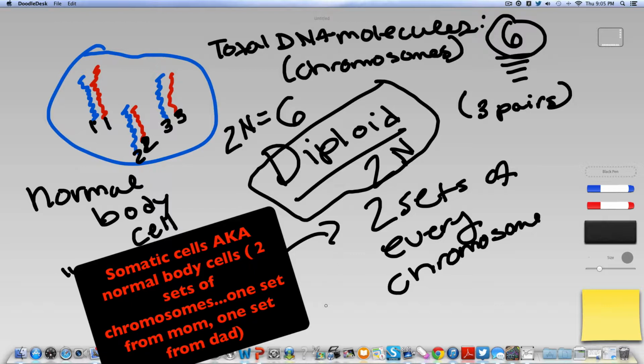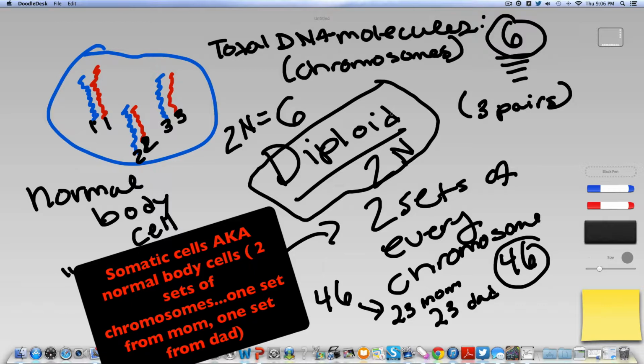If we think about humans, humans have 46 total chromosomes. That means they got 23 from mom, and they got 23 from dad. So that means we are also sexually reproducing organisms, and therefore our diploid number would be 46. That's our diploid number for humans.